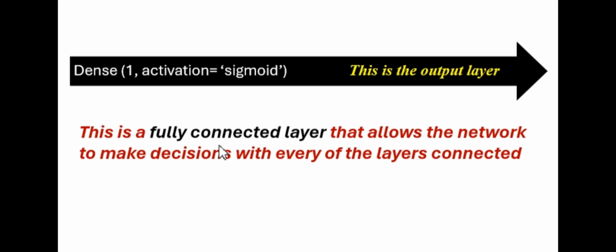So what we do is that by specifying this, your model becomes fully connected, and it will allow the network to make decisions without every one of the layers connected. You can see that this is what makes the model make its final decisions.